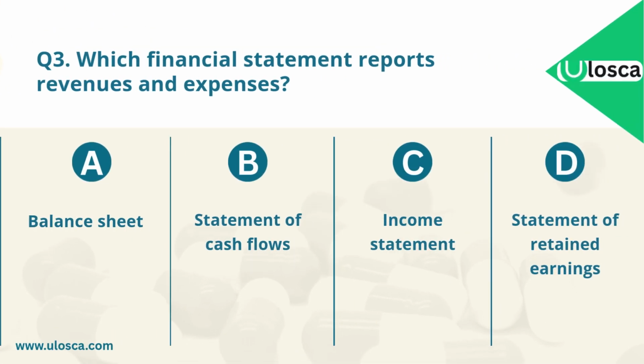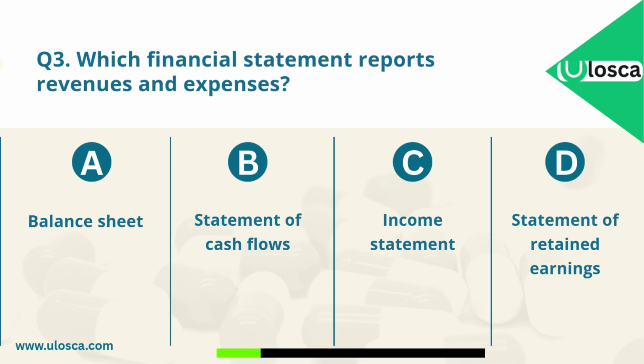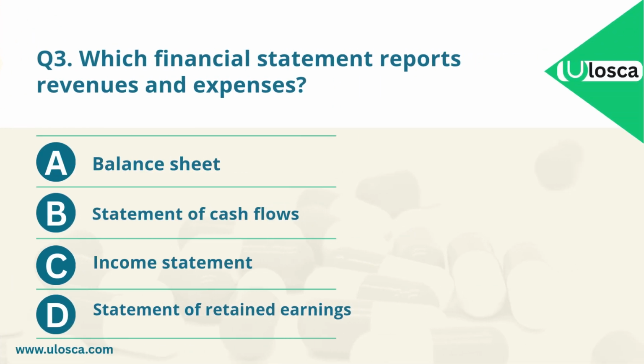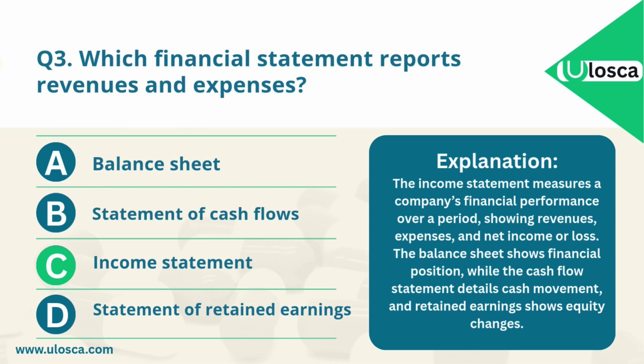Question 3. Which financial statement reports revenues and expenses? A. Balance sheet. B. Statement of cash flows. C. Income statement. D. Statement of retained earnings. Which one is the correct answer? The correct answer is C. Income statement. Explanation. The income statement measures a company's financial performance over a period, showing revenues, expenses, and net income or loss. The balance sheet shows financial position, while the cash flow statement details cash movement, and retained earnings shows equity changes.